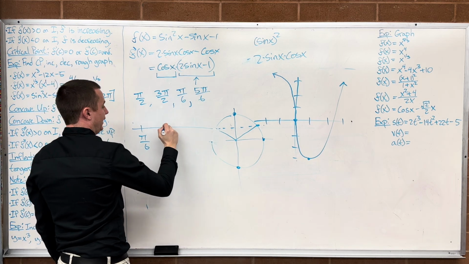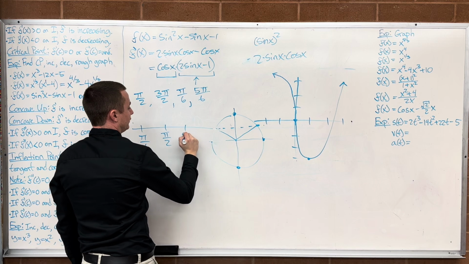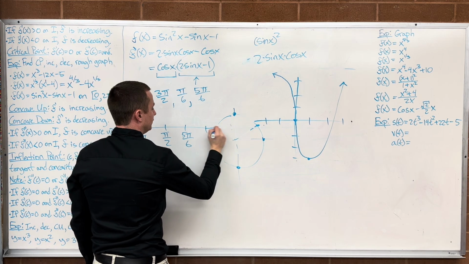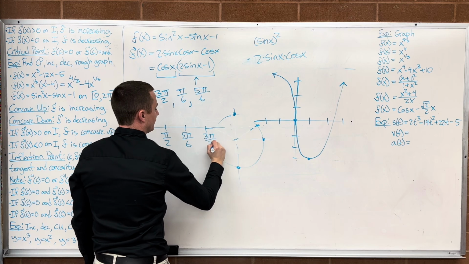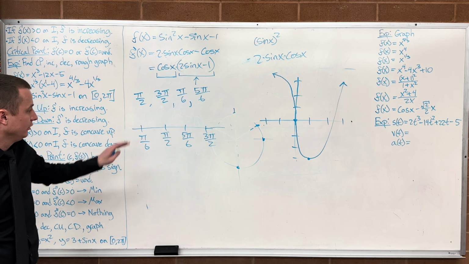Next is going to come pi halves. Next is going to come 5 pi 6. And then next is going to come 3 pi halves, right? Yep. And so now we just need to figure out on what intervals this function is increasing or decreasing.